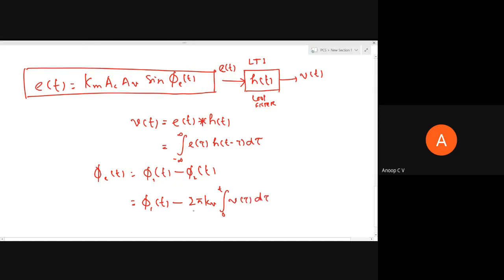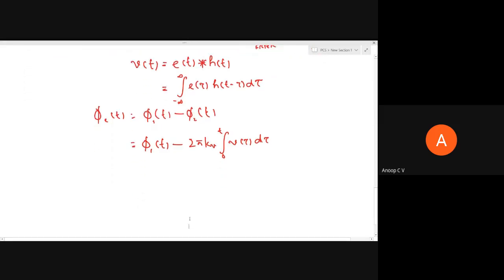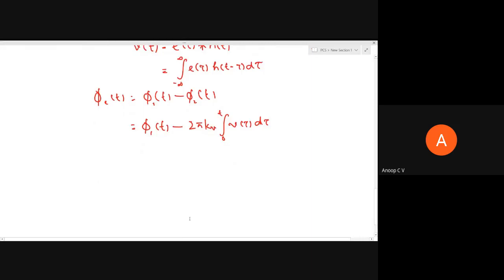We have written phi 2 of t like this, so please note it down along with me. These things in the textbook are not given in this order, so please note it down. So this is again equal to phi 1 of t minus 2 pi kV, and if you substitute V of tau to be equal to this here, wherever we have t, we should replace it with tau.